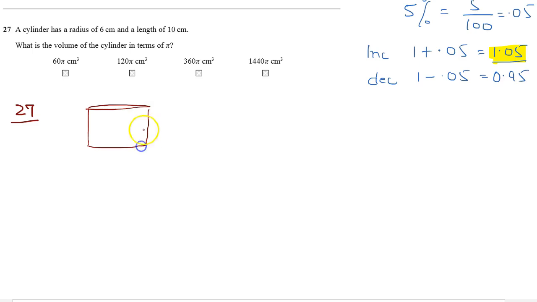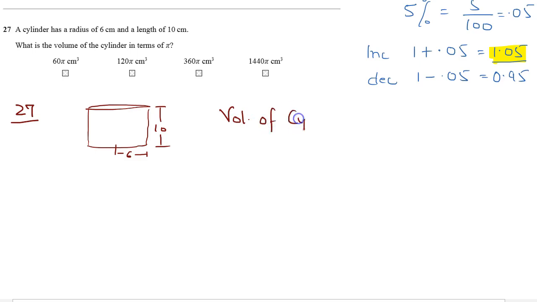Question number 27. A cylinder has a radius of 6 centimeter. Let this be a cylinder. The figure is not very correct. Radius 6 centimeter. This is the radius, and the length or the height is 10 centimeter. What is the volume of the cylinder in terms of pi?